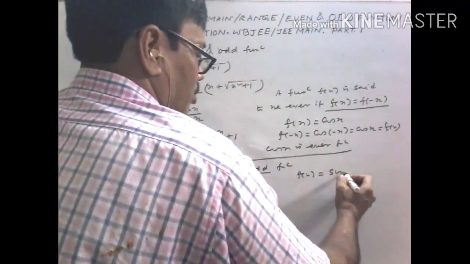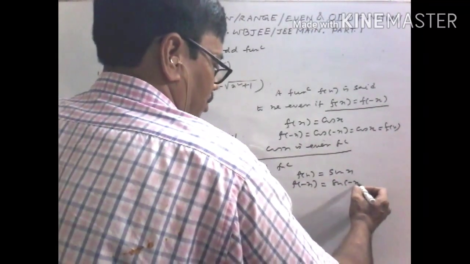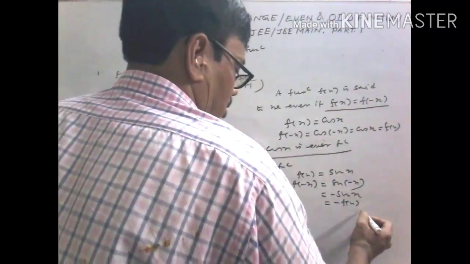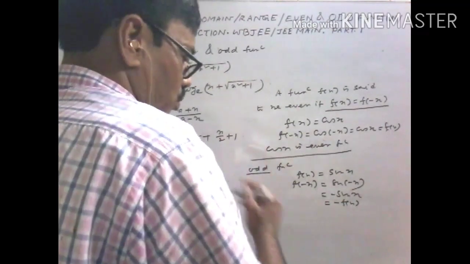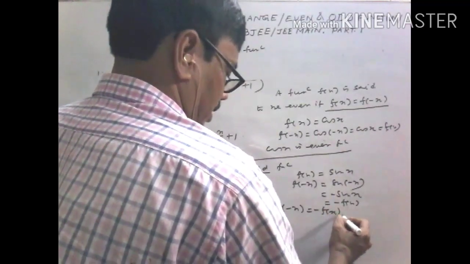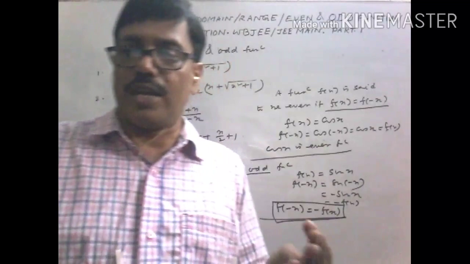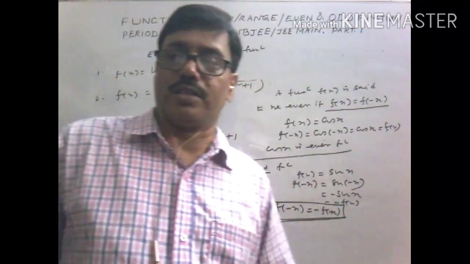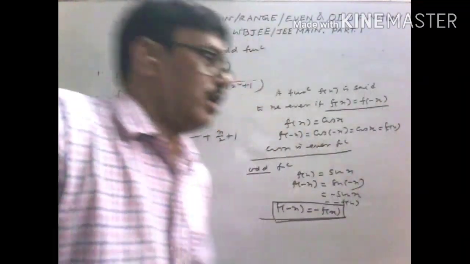Look, f x equals sin x. So f of minus x is minus sin x, so minus f x. A function f x is said to be odd if f of minus x equals minus f x. So it cannot absorb the negative sign. So sin x, tan x, cosec x, they are odd functions. Similarly, odd powers of x.